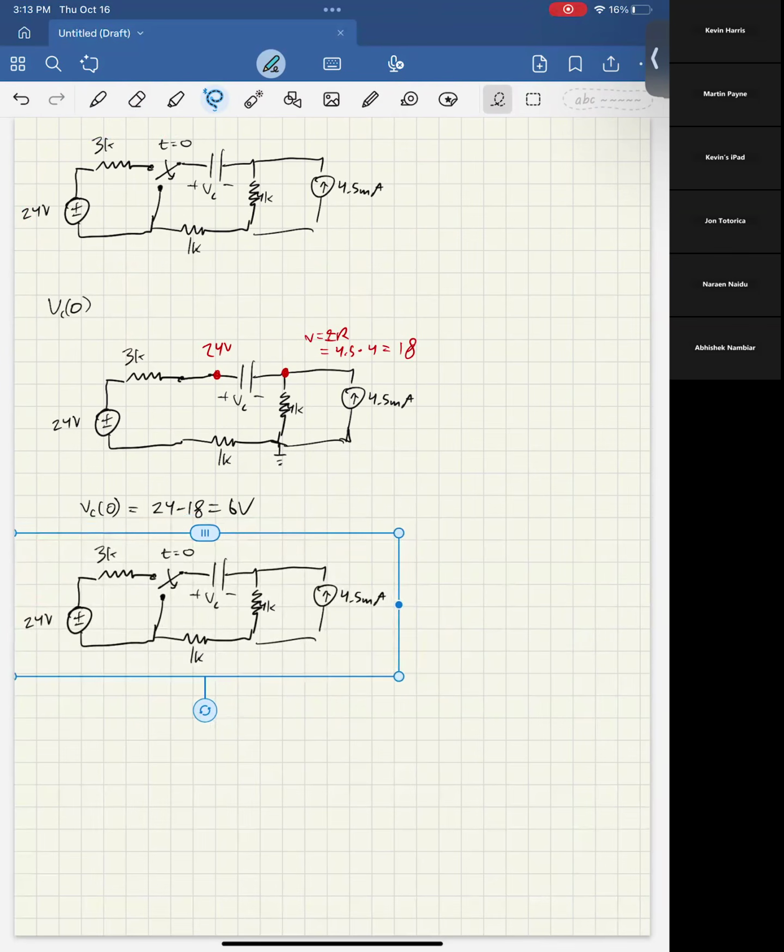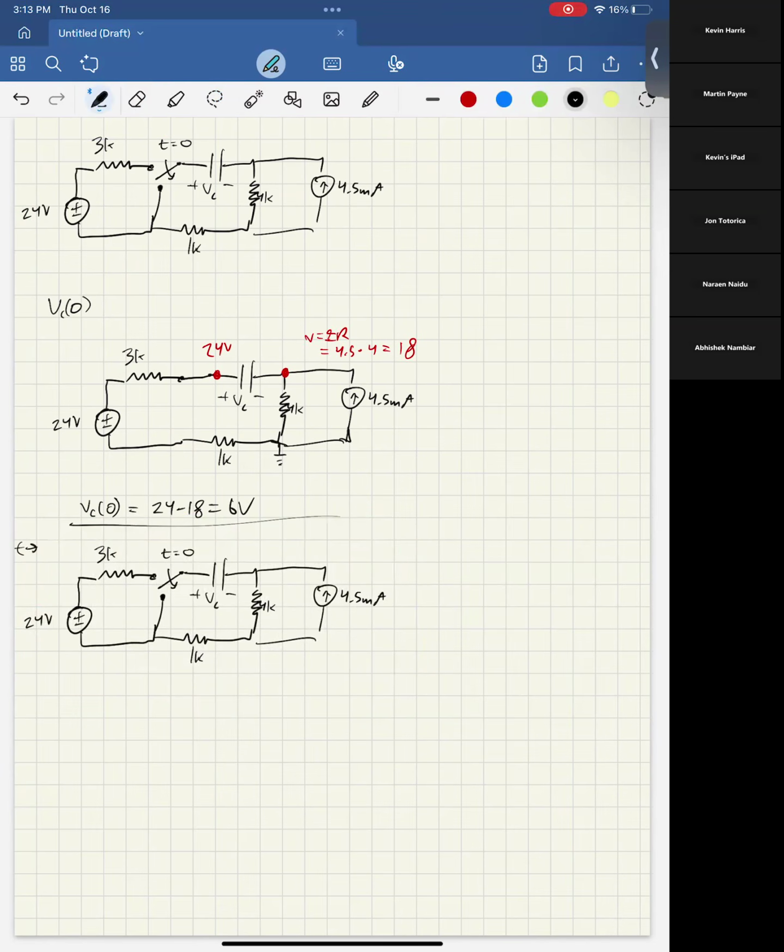For time goes to infinity. Now, instead, we're going to remove this part because it's no longer connected. And this gets connected as such. So now we can look at this circuit the exact same way. So I'm going to label this ground.